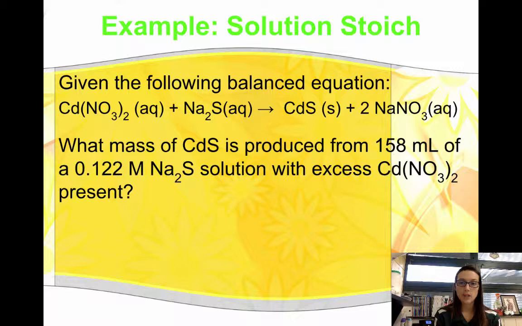It says given the following equation, and it gives you the equation, what mass of cadmium sulfide is produced from 158 milliliters of a 0.122 molar Na2S solution with excess cadmium-2 nitrate. Notice this problem is asking for mass of cadmium sulfide, so it's asking for mass of one substance, and they give you volume and molarity of a different substance. So you can use your molarity and your volume to go to moles of Na2S and then just stoich it out.